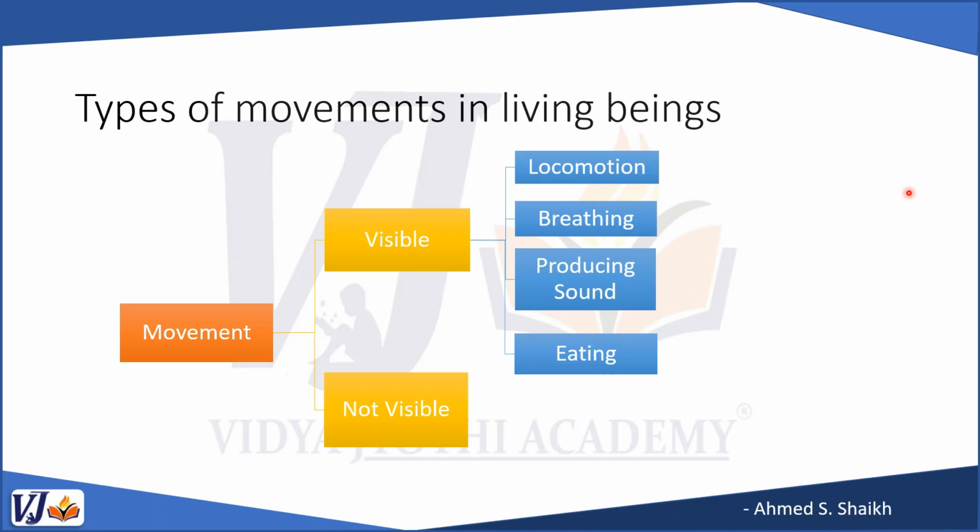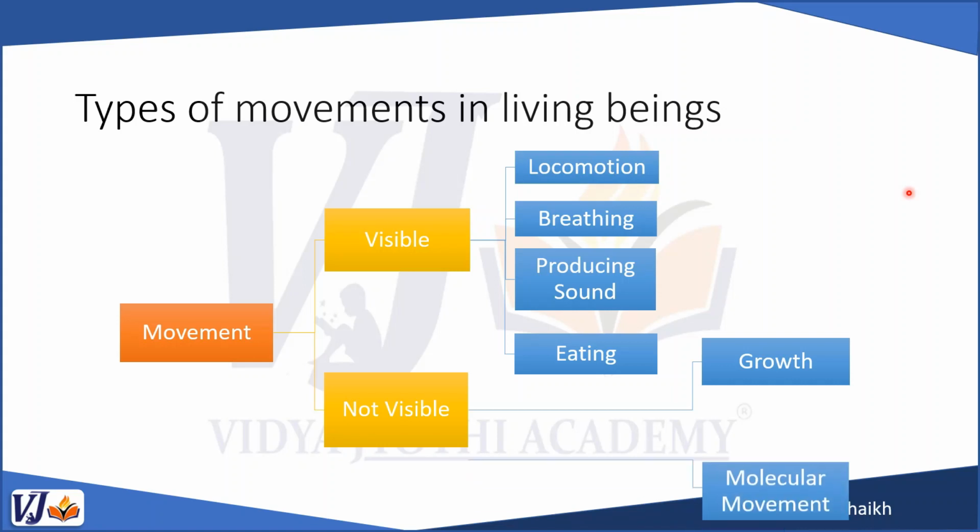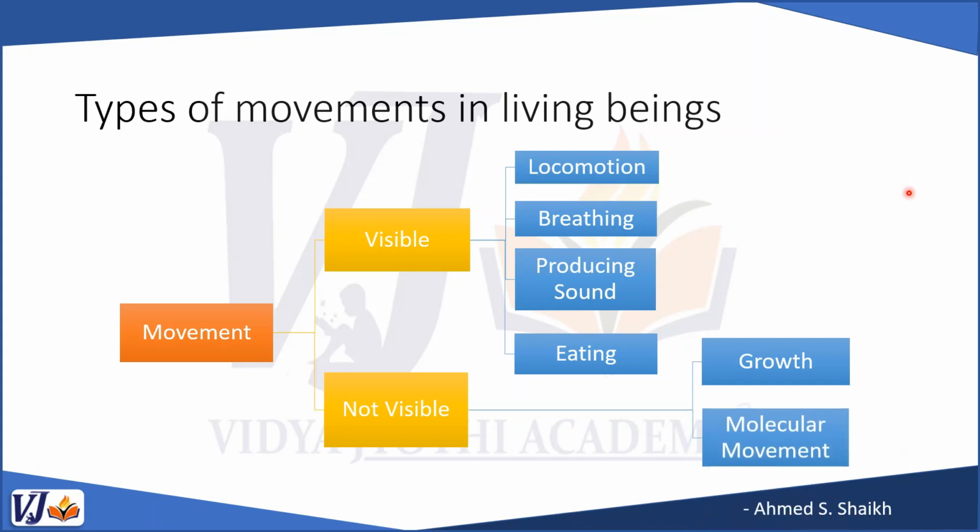On the contrary, if we talk about movements that are not visible, they are growth. Now, growth is not visible because it is relatively a very slow process, so the changes are not perceived by human beings. The next one is molecular movement. We've already learned in standard 9 that molecules are so small that we cannot see them with our naked eyes. Movement of molecules within the body of living beings cannot be perceived by human beings without any devices. So these are all the movements exhibited by living beings, and this can help us to determine whether a given object is a living being or not.